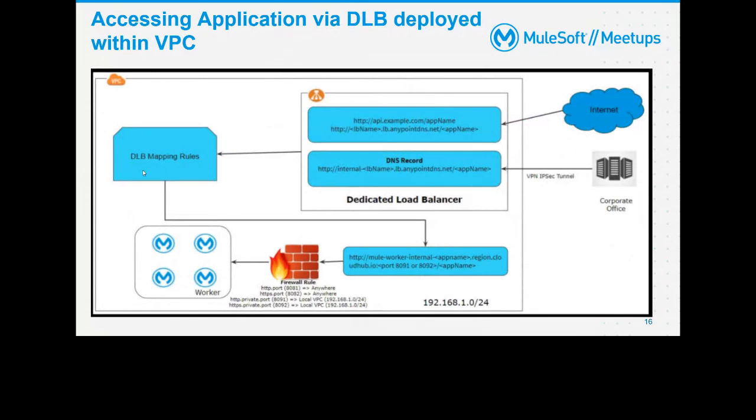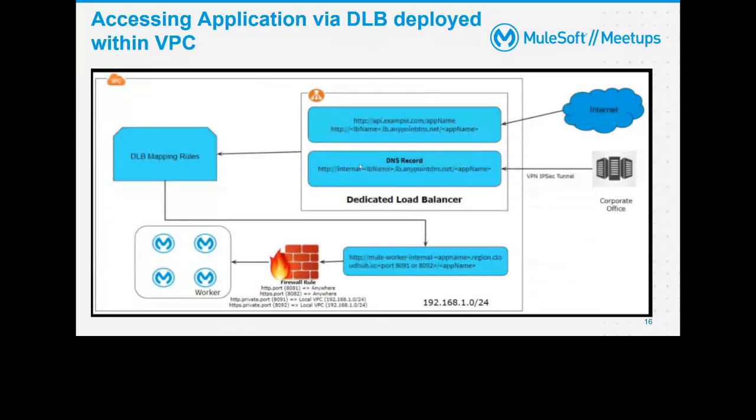The dedicated load balancer will apply the dedicated load balancer mapping rule and send the request to the mule worker internal -appname.region.cloudhub.io. I will discuss this 8091, 8092, and then the app name. It will check for the firewall rule and then access the application. So you can directly access it from the corporate network.